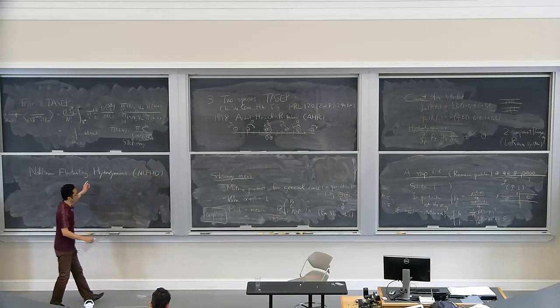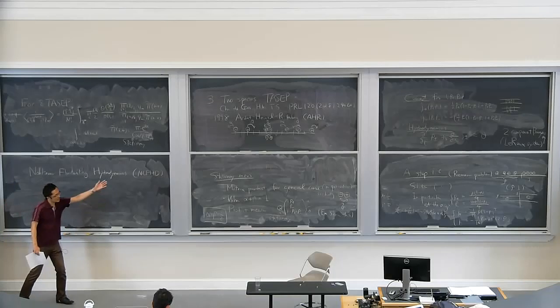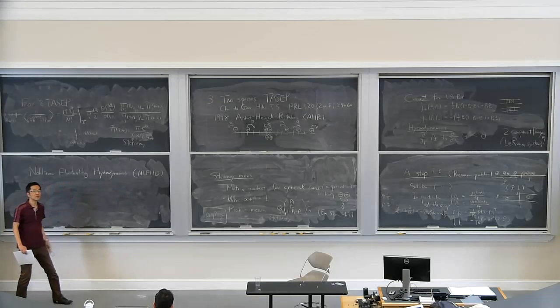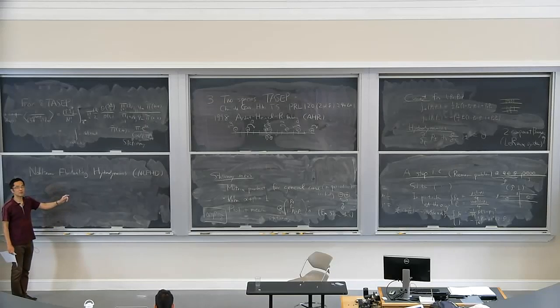Yeah, so the naming is very simple, right? We are considering a hydrodynamic equation, and now we are interested in fluctuation. So we add noise. So this is called fluctuating hydrodynamics.